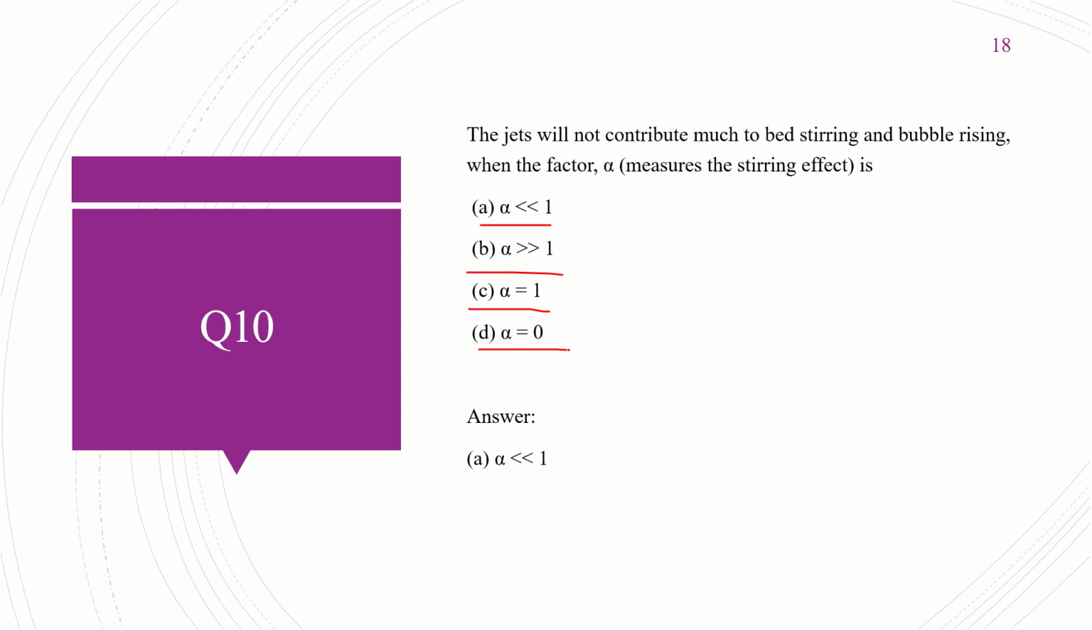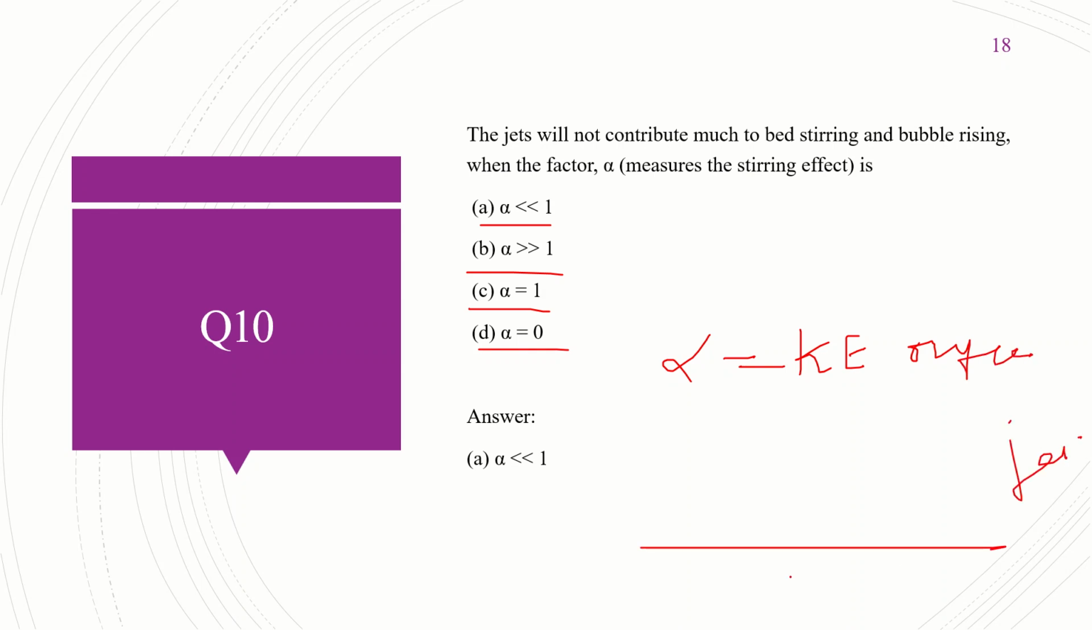At that time, it is not only sufficient to go with the distributor. Again, some other additional factors are needed to ensure the proper mixing of the solids. So in that case, we use the alpha. Alpha is nothing but the ratio of the kinetic energy of orifice jets by bed resistance.